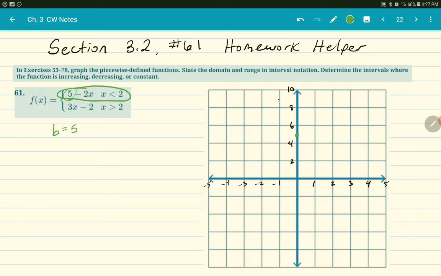And I'm also going to look at this boundary because I know there's going to be an open circle or hole at x equals 2. So if I plug in 2 for x, I get that y is 5 minus 4, or 1. So I know there's a hole when x is 2 and y is 1. So I'll go to x 2, y 1. So I know there's a hole right here.